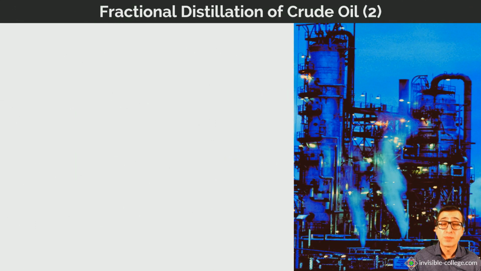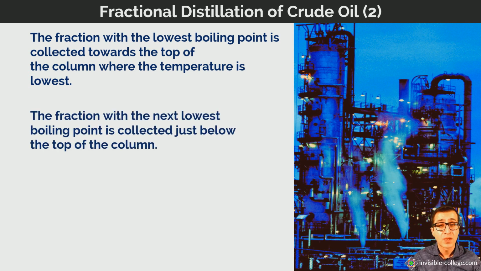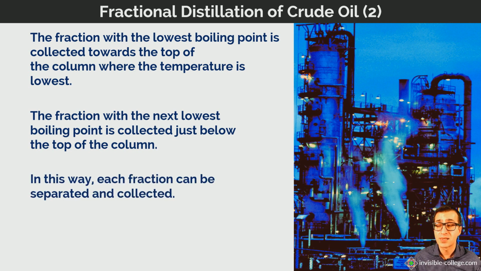So the fraction with the lowest boiling point is collected towards the top of the column where the temperature is lowest. The fraction with the next lowest boiling point is collected just below the top of the column, and so on. In this way, each fraction which makes up the crude oil can be separated and collected.